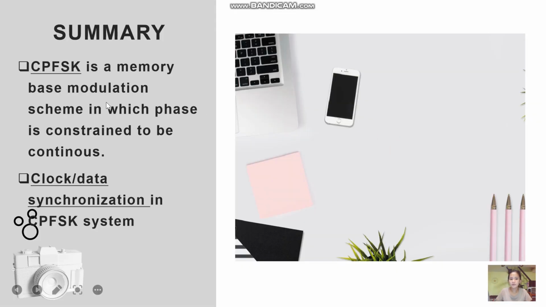Now, I have here a quick summary of what I've just discussed with you, of course, showing you the six plots to better understand the CPFSK signal, which is a memory-based modulation scheme in which phase is constrained to be continuous, and the clock data synchronization, which is an example of an actual electronic system that uses CPFSK.